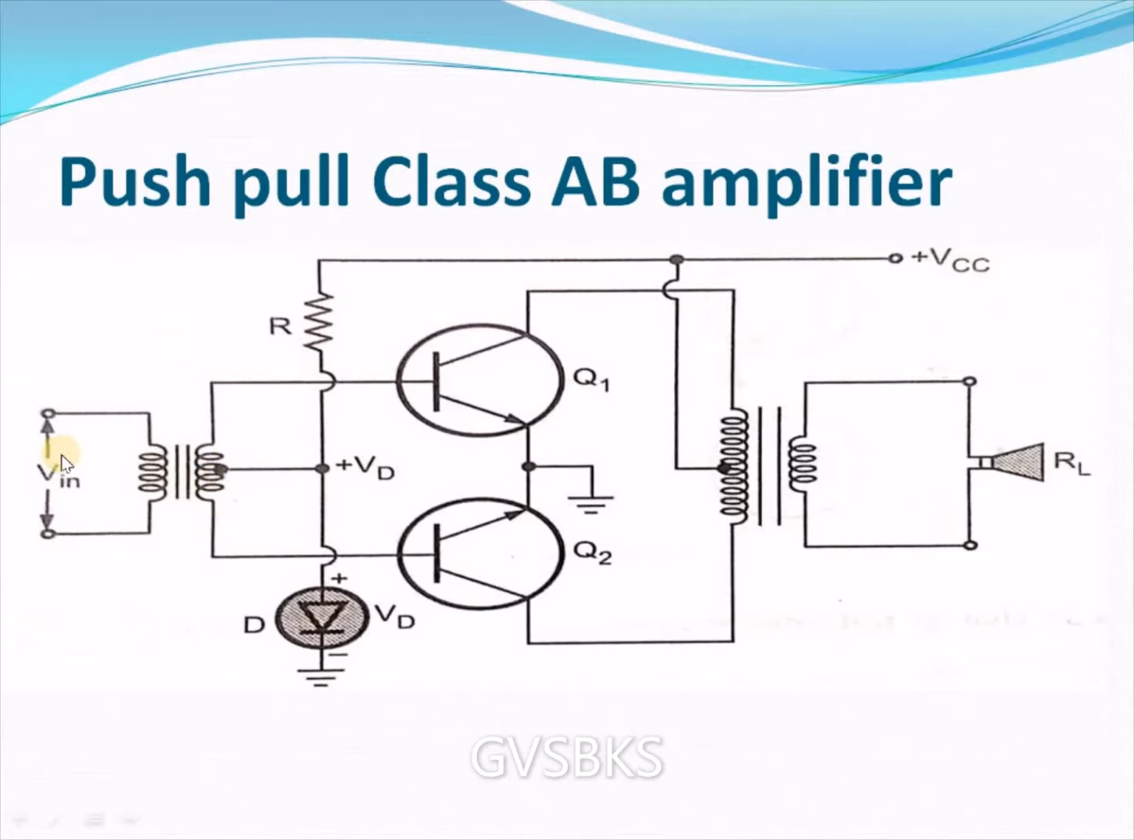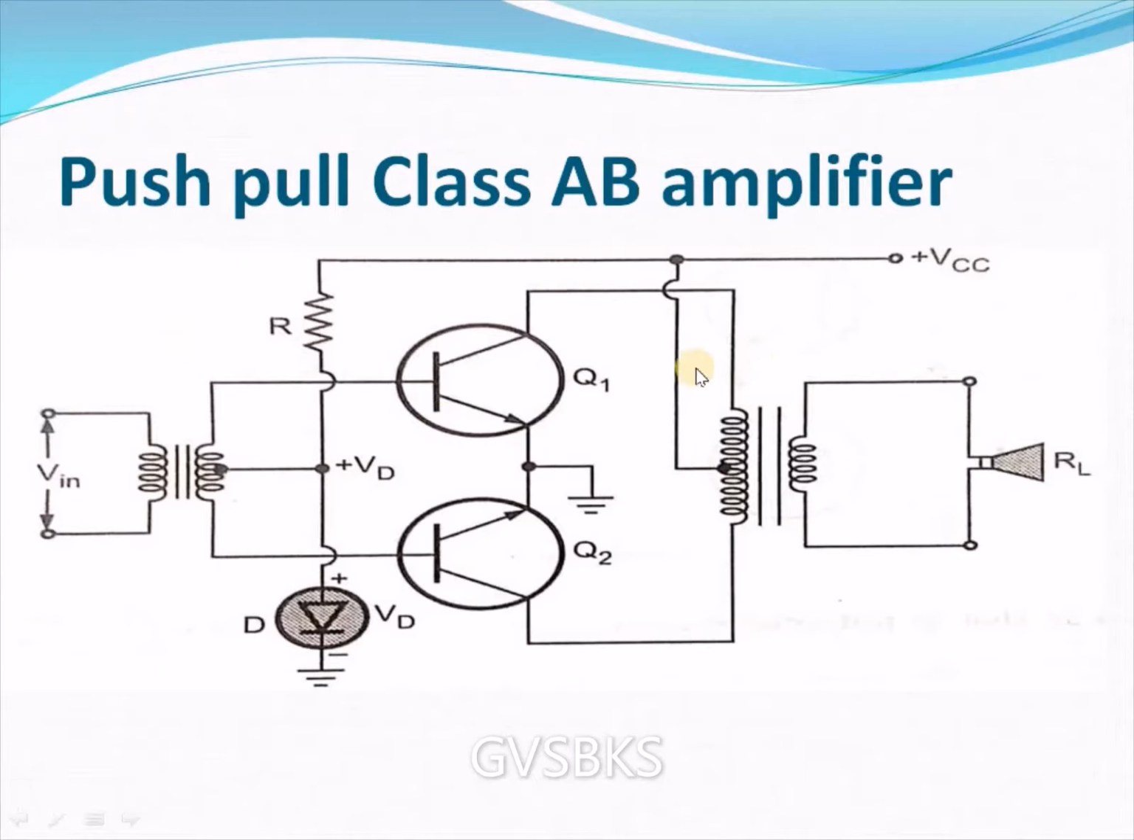So even though the input signal is 0, this 0.7 volts is given to both transistors. That's why these two will be in the on state. That will keep the transistors in the on state, so that the crossover distortion will not be there in class AB type of power amplifiers.